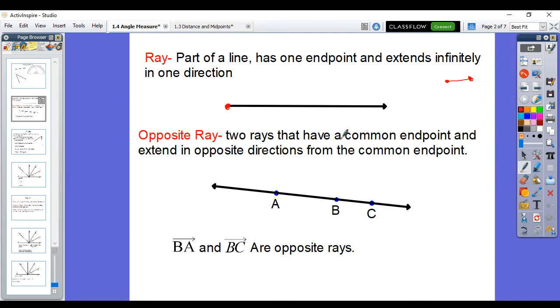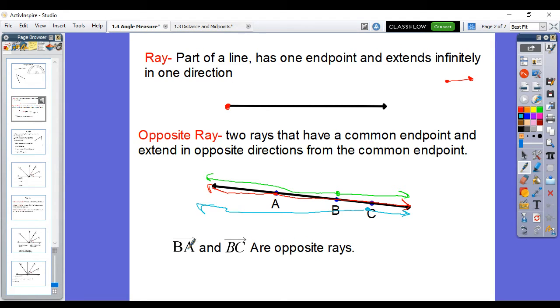Opposite rays are two rays that have a common endpoint and extend in opposite directions. So technically, you could say there are these two opposite rays, the one that goes that way forever, and then this one. Or it can have it right here at B, one that goes this way, and then the opposite ray over here, with this being the common endpoint. Or you can do this one where it's at C, where this is the common endpoint, one going this way and one going that way. For example, BA and BC are opposite rays.